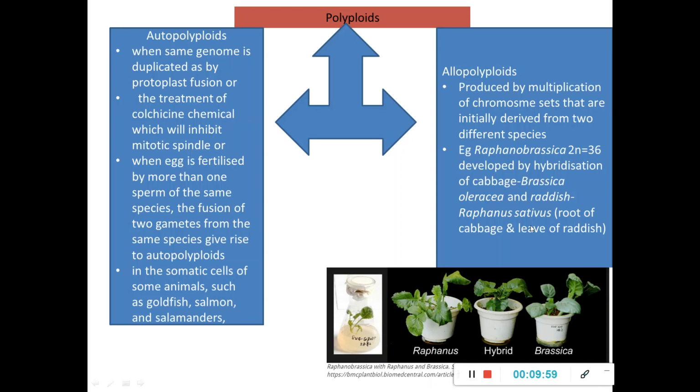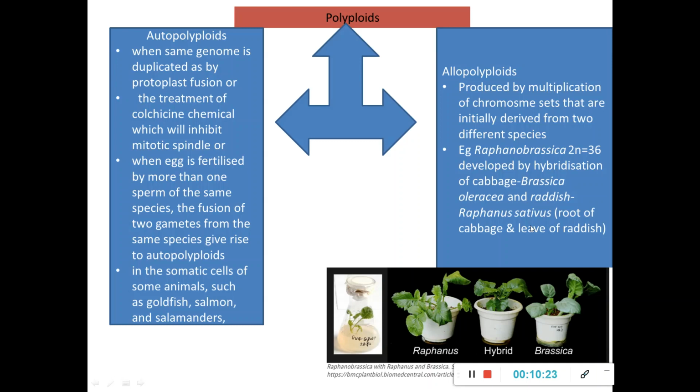Now, in autopolyploids, you can see that in some somatic cells of animals, such as we mentioned earlier, in goldfish and salmon and salamanders, you can see autopolyploids. Now, what is an allopolyploid? For example, as we had mentioned earlier, we need two different species, that is, their genomes have to be joined together.